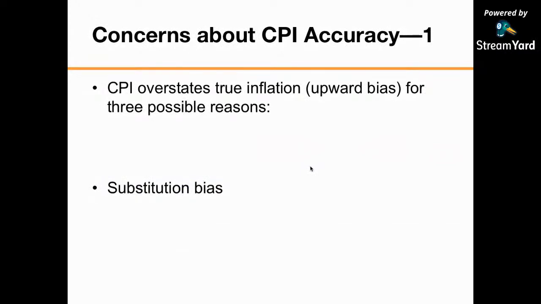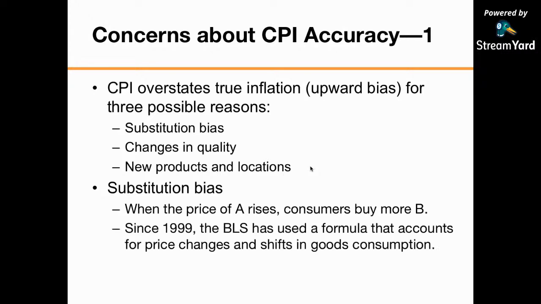Now there are some concerns about the accuracy of the consumer price index. So I'm going to go ahead and pop these up. The three possible reasons that people might be concerned that the consumer price index overstates true inflation, which is called an upward bias, come from basically three main places. One is the substitution bias, two is changes in quality, and three is new products and locations.